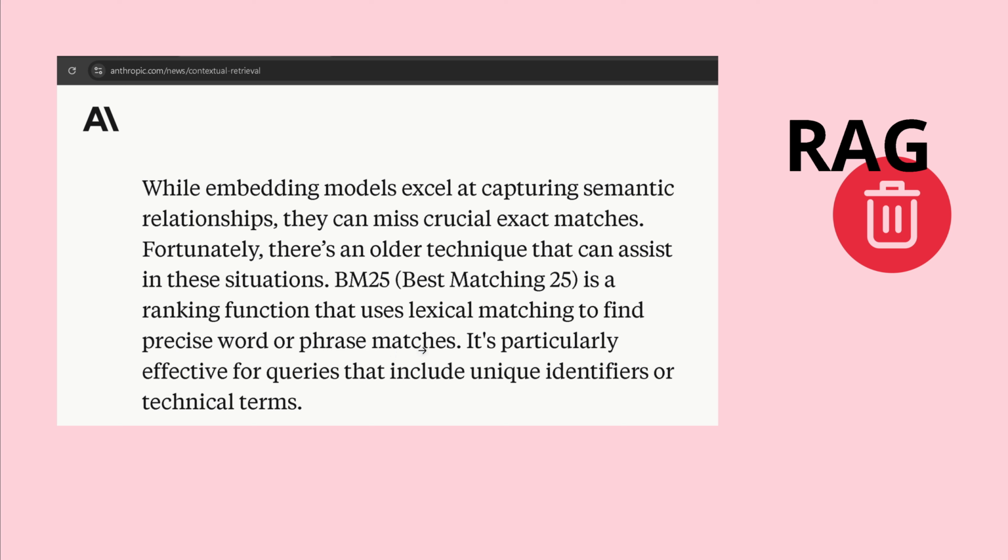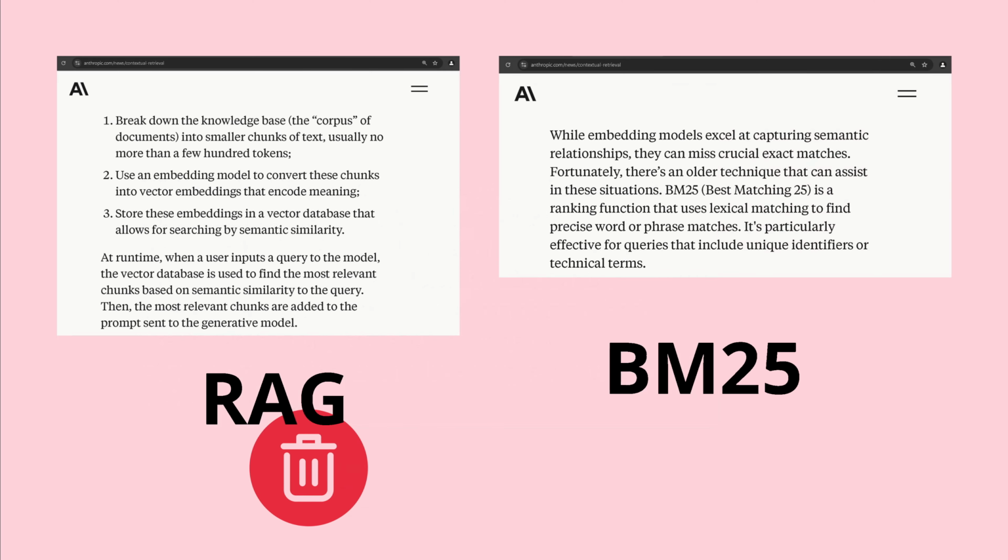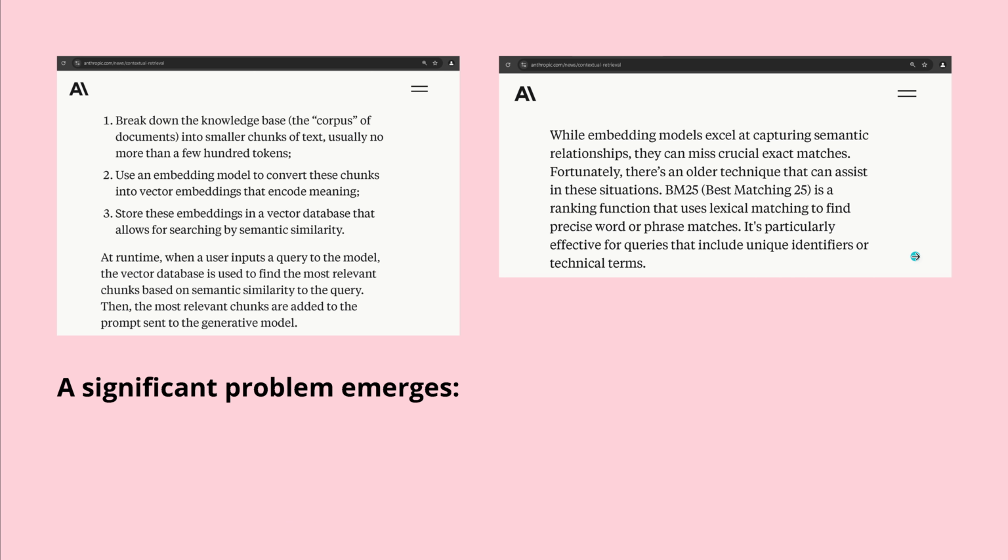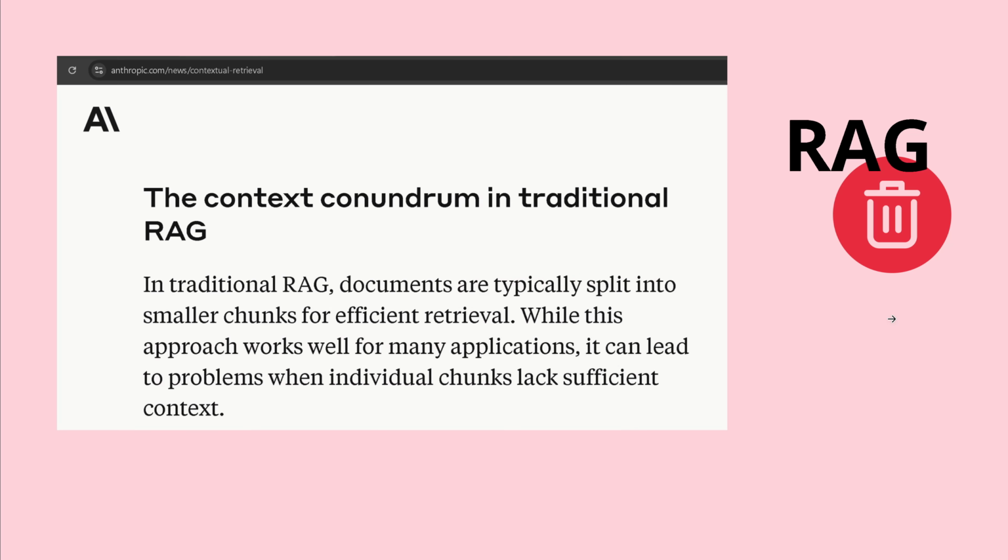Great. So we just add this to our classical RAG system if you want to have an acceptable RAG performance. So here we have the classical RAG, and then we have Best Matching 25, our real perfect workhorse for exact word or phrase matches. And now Anthropic tells us, I'm still here with the official Anthropic documentation, a significant problem emerges even in this combination. Anthropic tells us the context conundrum in traditional RAG.